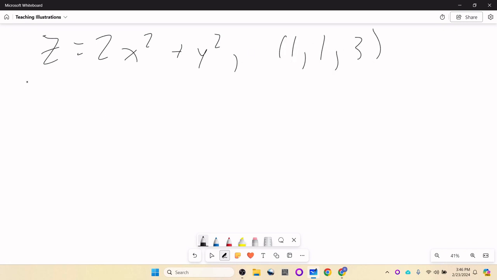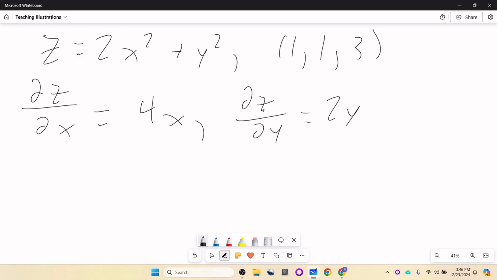So let's get the partials. Del z over del x would be 4x. Del z over del y would be 2y. So we'll go ahead and plug in the point 1, 1, 3. Now neither of these have a z in them, so we don't really need to worry about the 3. And so we get 4 for the first one and 2 for the second one. What is our anchor point? Well, it was given to us, 1, 1, 3.